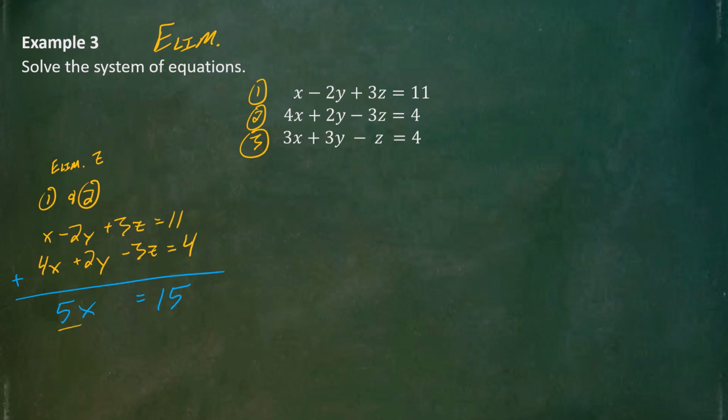So for this one, now let's divide the 5 over, and we can now see that x would then equal 3.